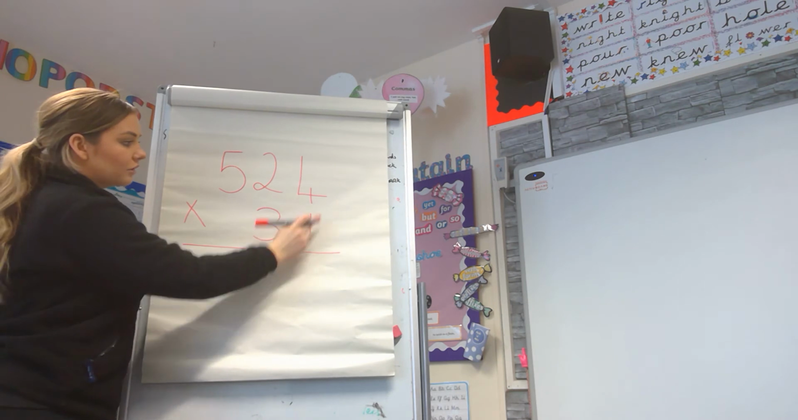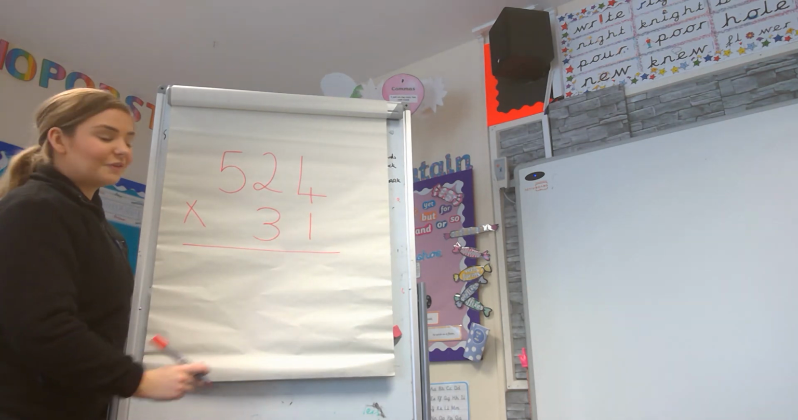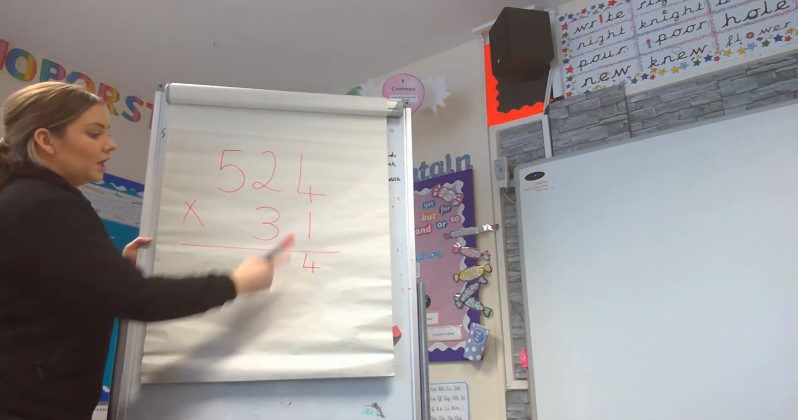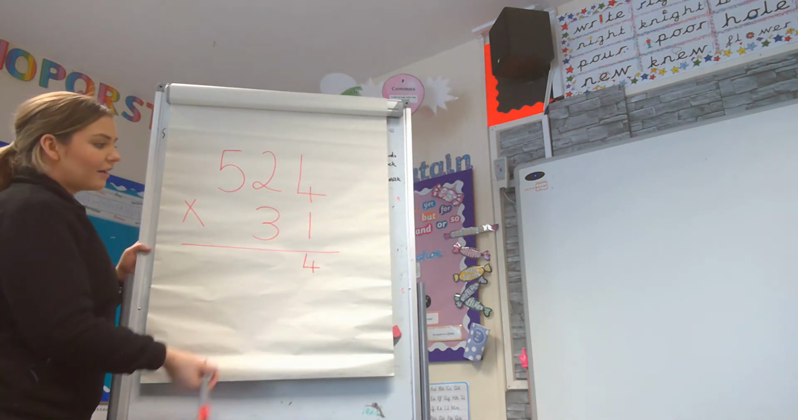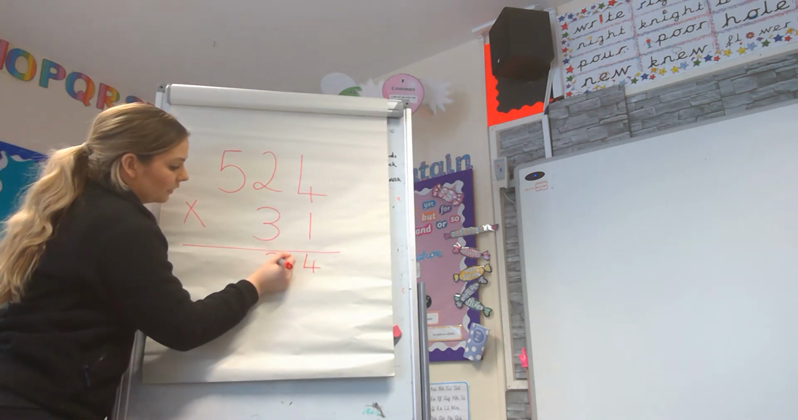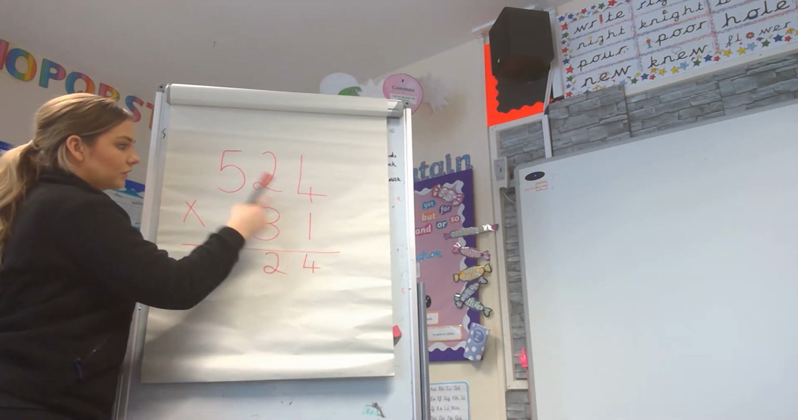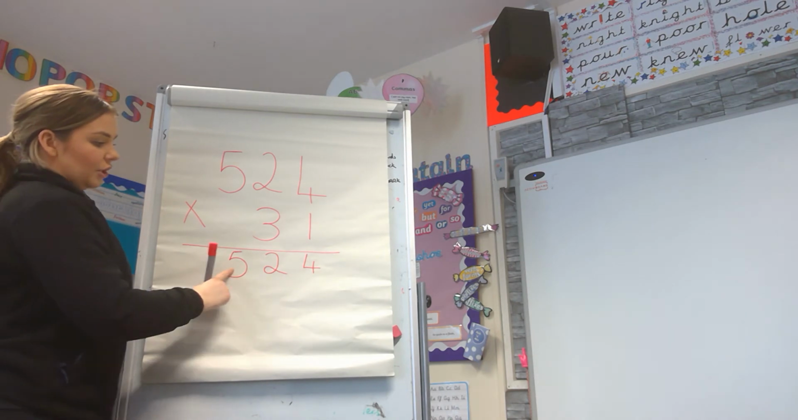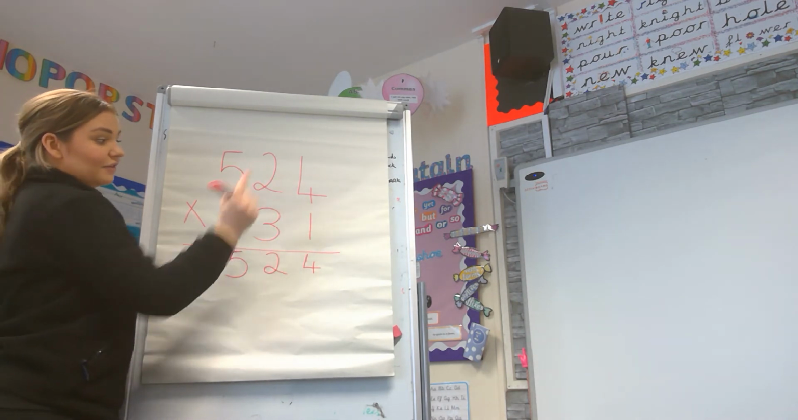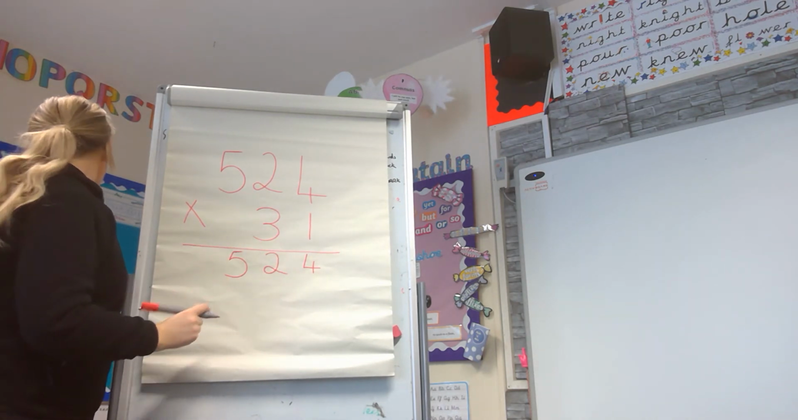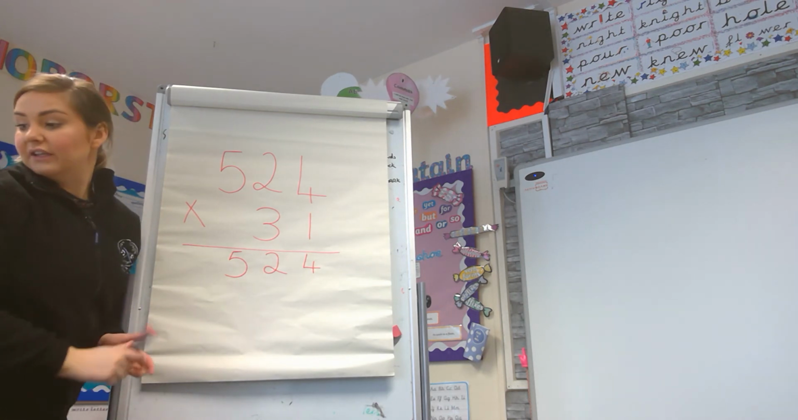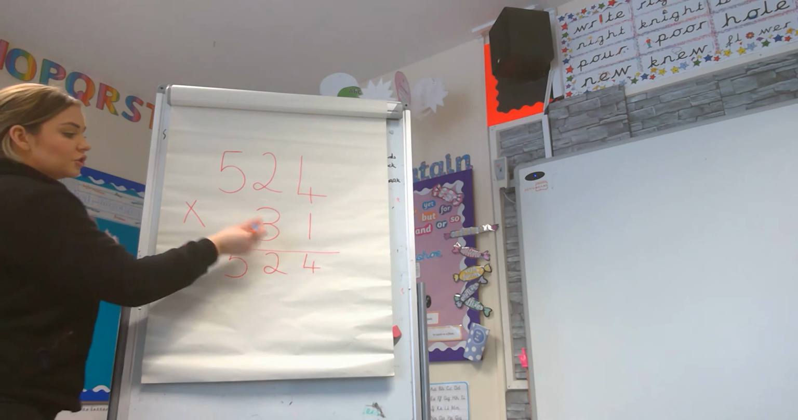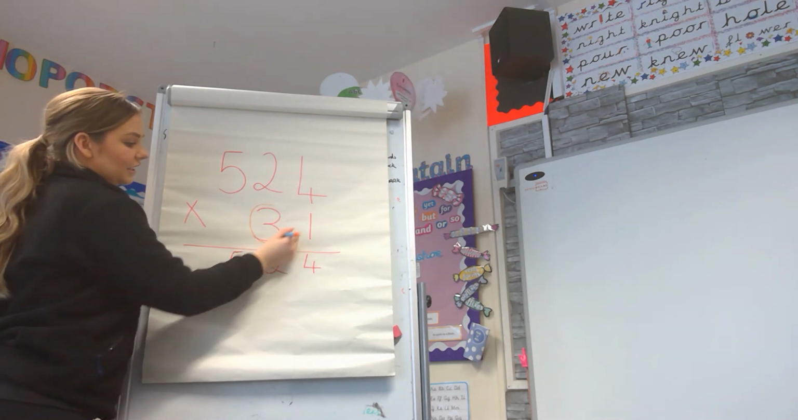Okay, so 1 times 4. What's 1 times 4? Easy peasy. It is 4. Well done. Okay, 1 times 2, again, our 1 times table is really easy. 1 times 2 is 2, and 1 times 5 is 5. So 1 times 524 equals 524.